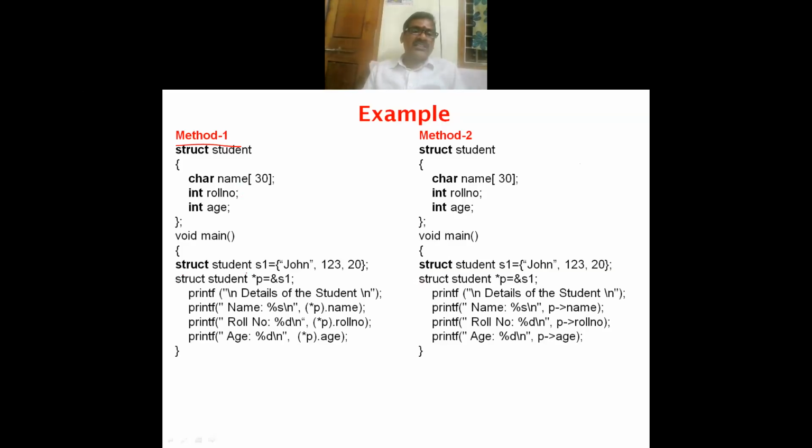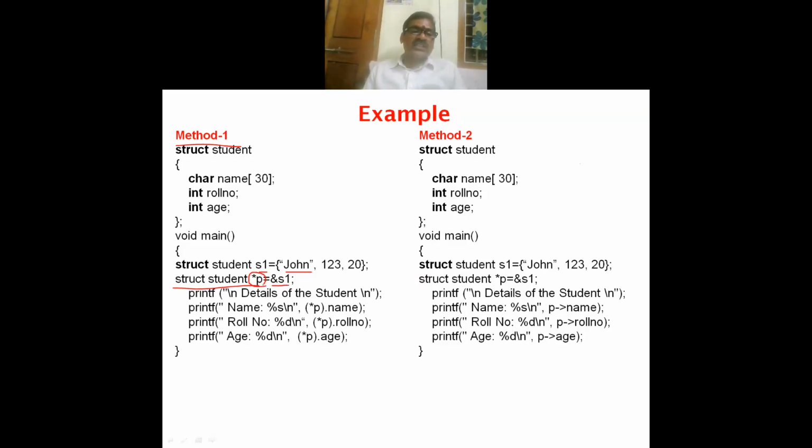Now we are initializing and declaring a structure. Struct student S1 is equal to John, 123, 20. So now we are declaring a pointer to a structure. Struct student *p is equal to &S1. Now p is a pointer pointing to this S1 struct student variable.